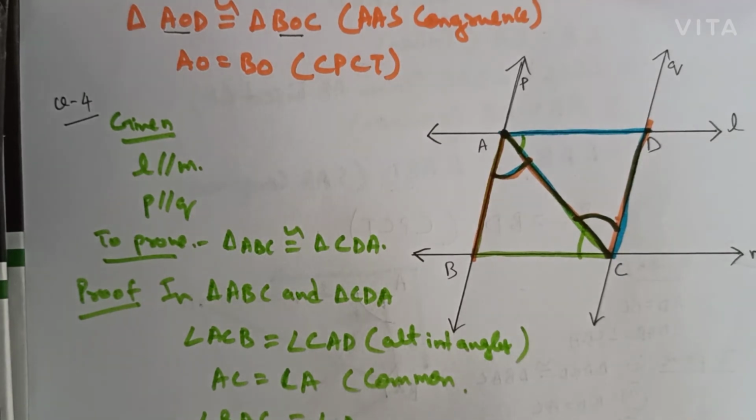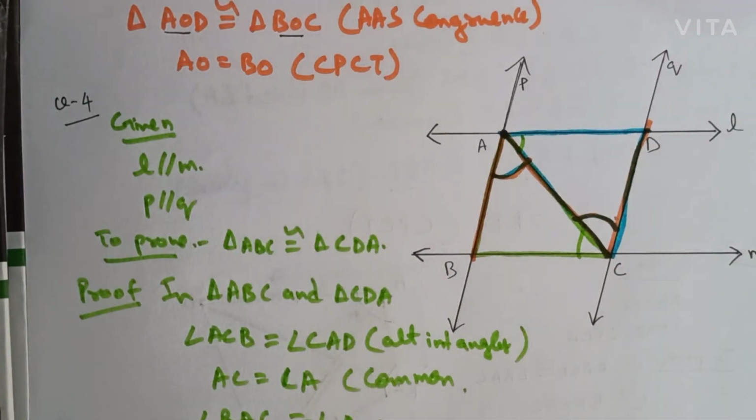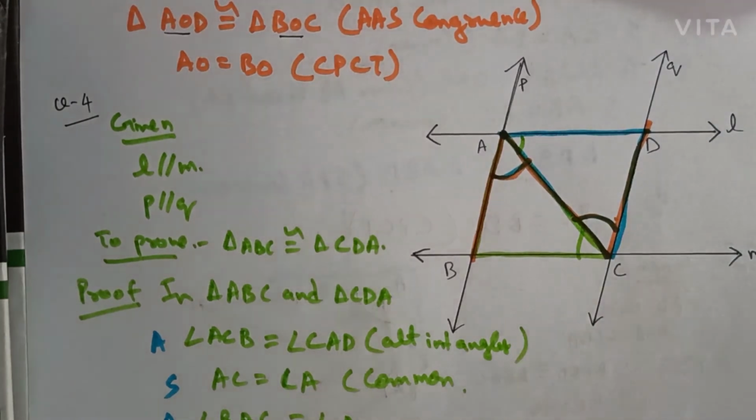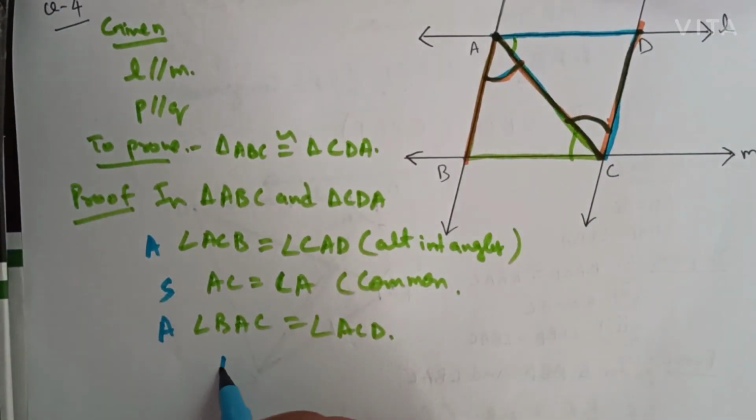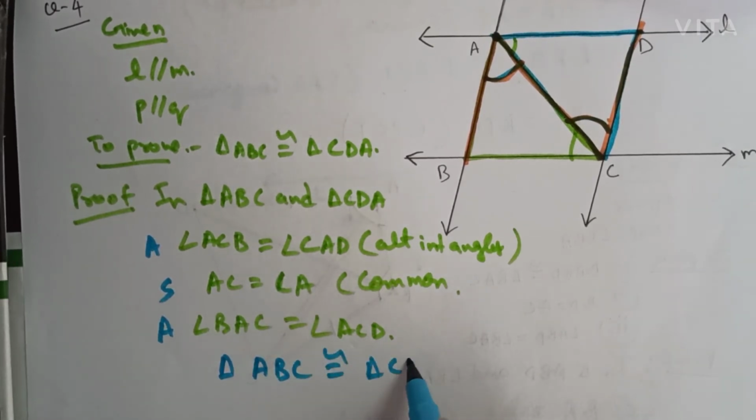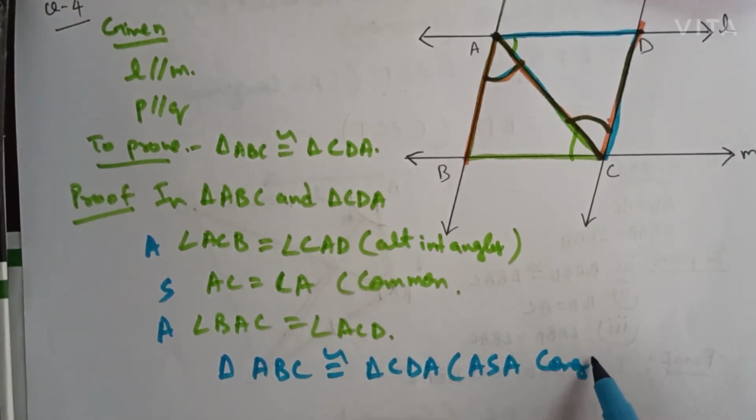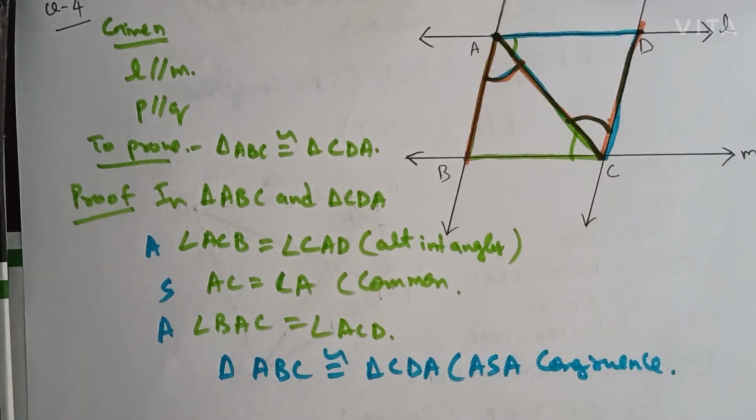So BAC equals to ACD, AC equals to CA, and ACB equals to CAD. So we have got angle side angle, by ASA congruence, we can say that triangle ABC is congruent with triangle CDA by ASA, angle side angle congruence. So this is what we have to prove.